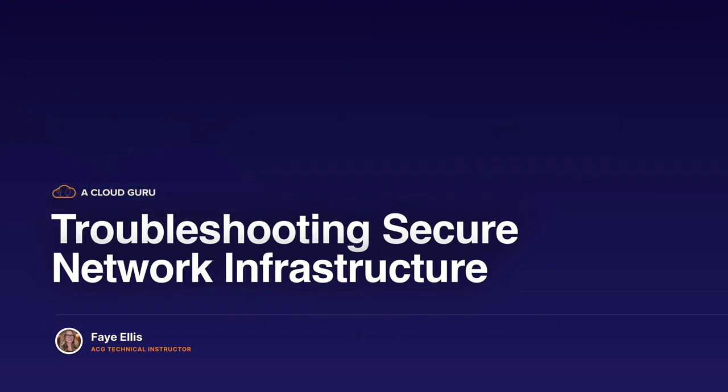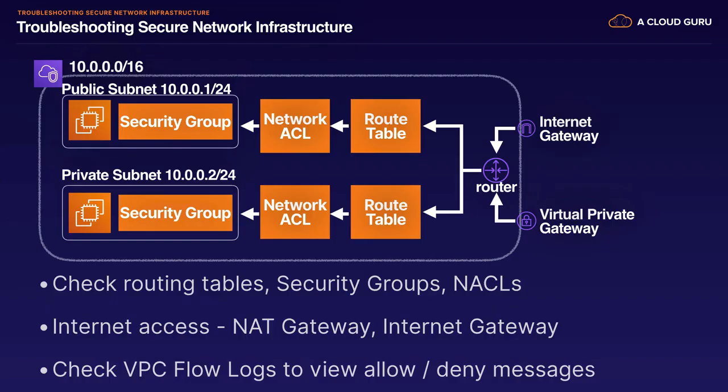This lecture is all about troubleshooting network infrastructure. We're going to take a look at some common things which could cause connectivity problems in your VPC if not configured correctly. So let's get started. Here is an example VPC.